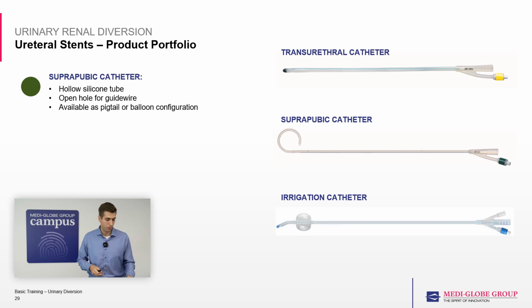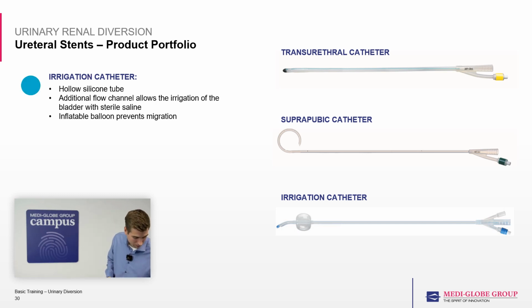Now we're talking about our so-called suprapubic catheters. Also here we are talking about two-way hollow silicone tubes. Again, one channel is needed for the drainage, the other channel is needed for the blocking of the balloon. The big difference here is that for the suprapubic catheters, the tip is open, that means a central hole is here to be able to insert the catheter with the help of a guide wire when we're going for the puncture of the skin.